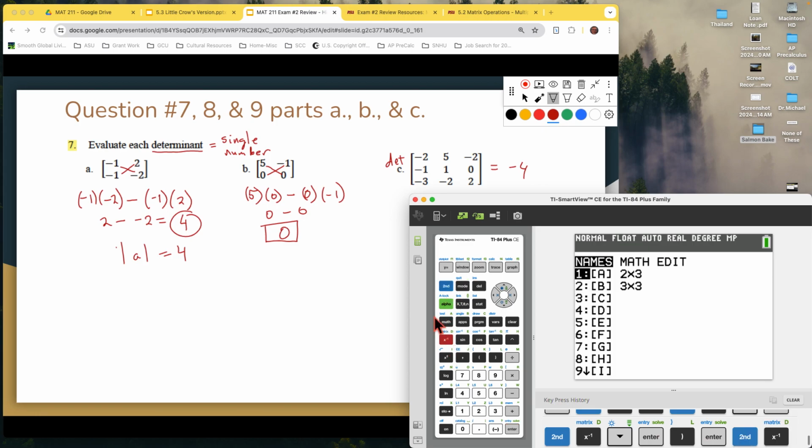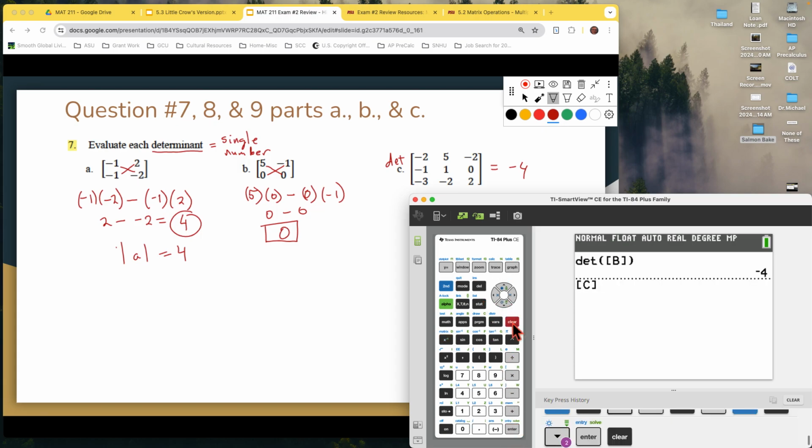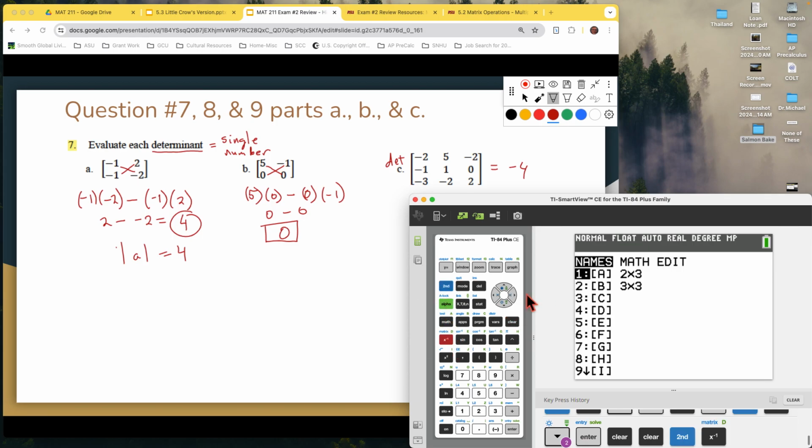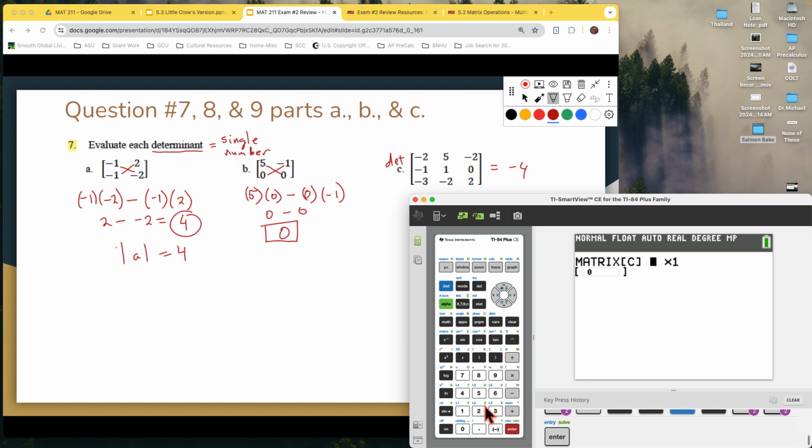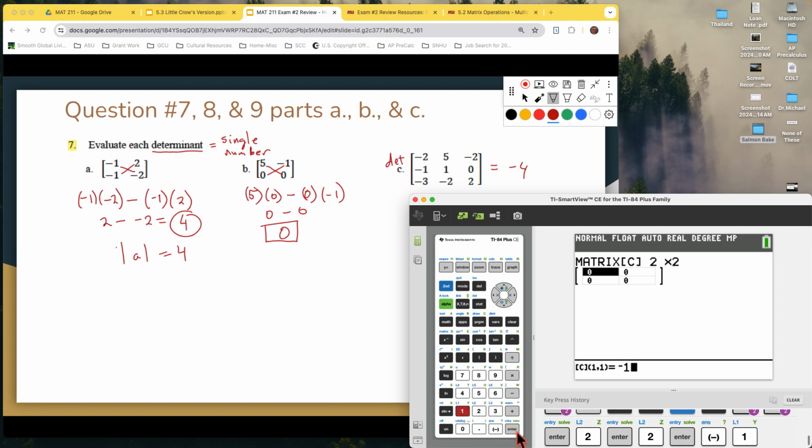Come back to matrix. Let's enter the first one here in C. To enter it, you have to go to edit, edit C, and it's a 2 by 2, because we're going to need this for the next part anyway. -1, 2, -1, -2. Let's make sure: negative, negative, negative, positive. Okay, so that's matrix A.